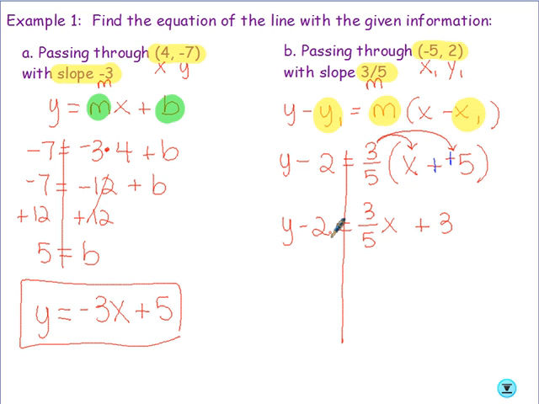Now, we need to finish getting y by itself. That means that this minus 2 needs to go over to the other side. So the opposite of subtraction is addition. I'm going to add 2 to both sides. Notice I put it under the 3. I put it under the other whole number. That leaves us with y equals 3 over 5x, and 3 plus 2 is 5.